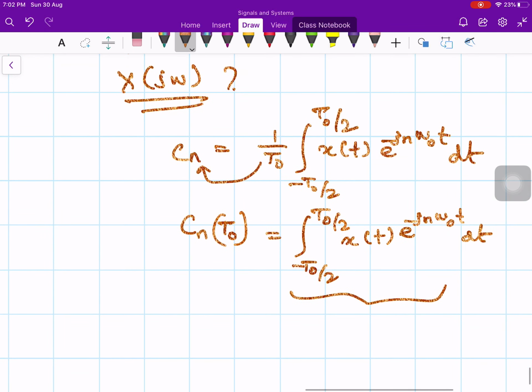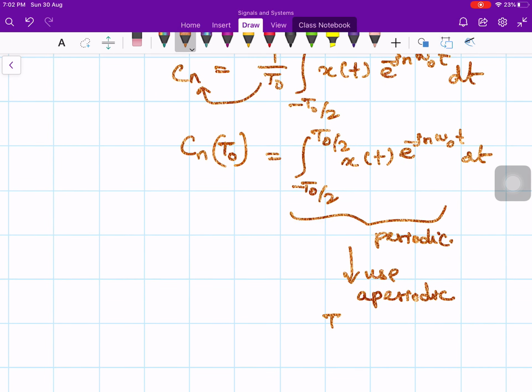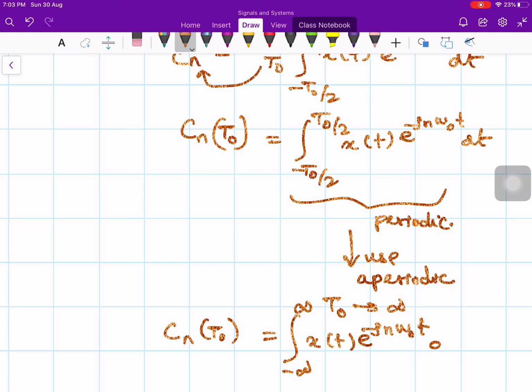Okay, so this formula is applicable to the aperiodic case also. Now what is the period in this? See, this is a formula actually for a periodic signal, and now we are trying to use it for an aperiodic one. So in an aperiodic signal, what is the period? T naught becomes infinity, right? Therefore Cn times T naught, the period, becomes the integral from minus infinity to plus infinity of x of t times e to the minus j n omega naught t dt.